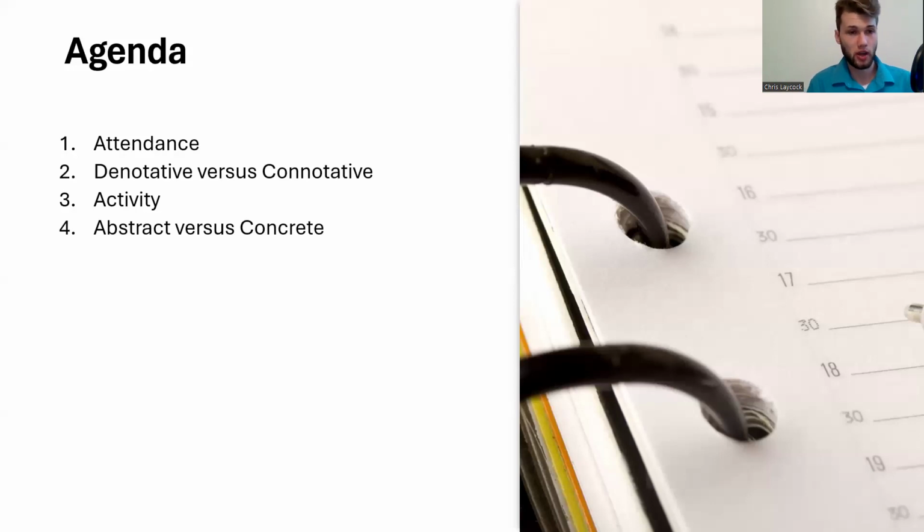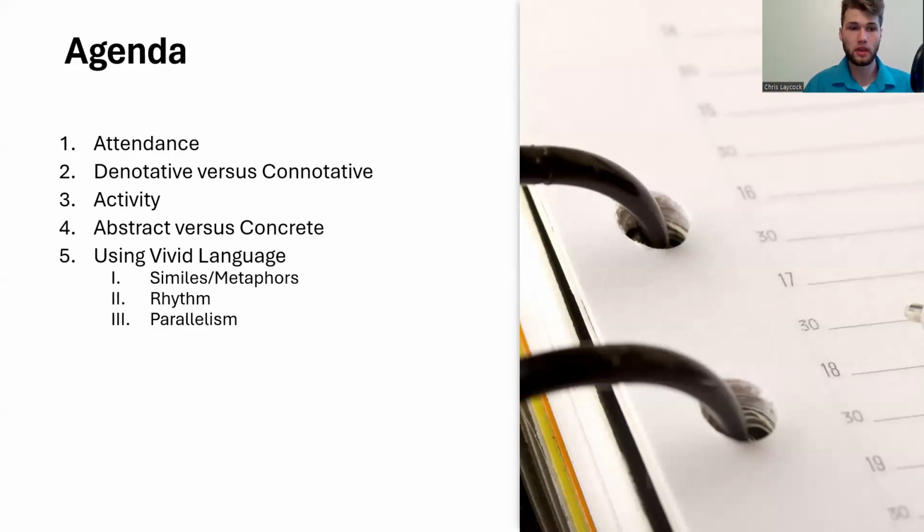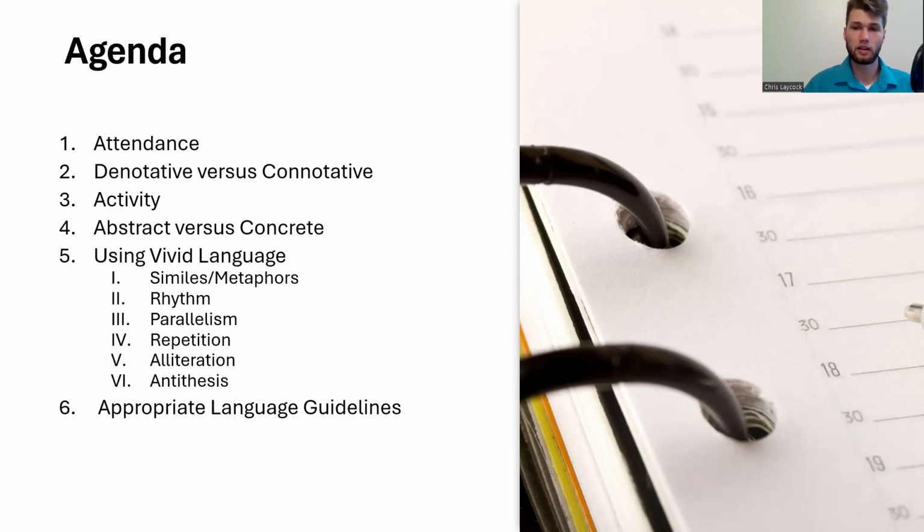We're also going to talk about abstract versus concrete, how they differ. Using vivid language in terms of using similes and metaphors, using rhythm, parallelism, repetition, alliteration, antithesis. And there's a little bit of examples for that as well. We're going to have appropriate language guidelines next. There are 4 different ways to sort of use language appropriately, and then inclusive language guidelines as well, with some good and bad examples for both. So without further ado, let's get started.